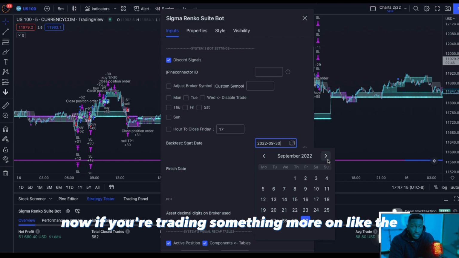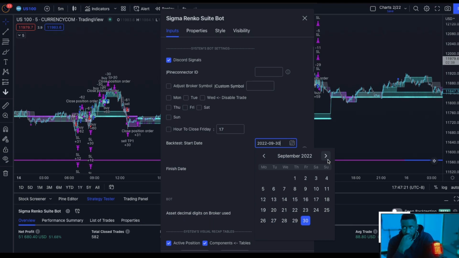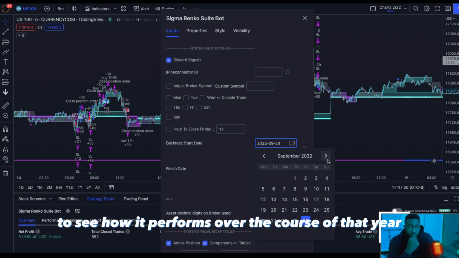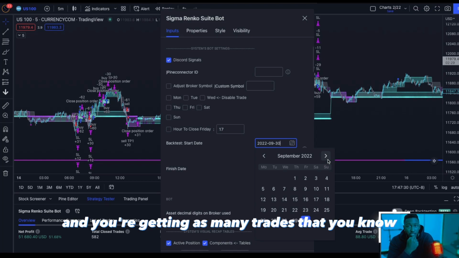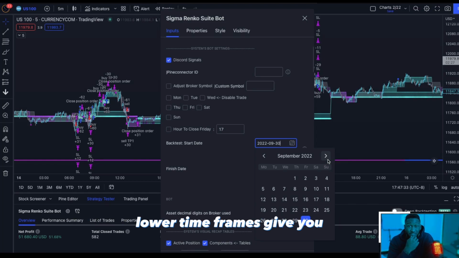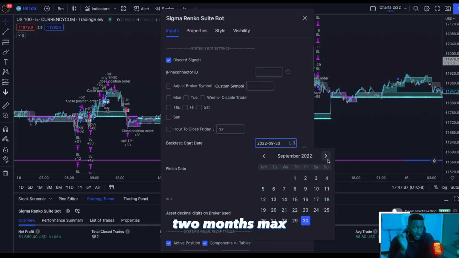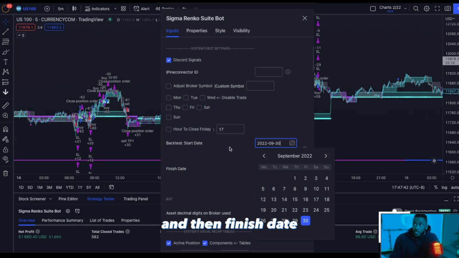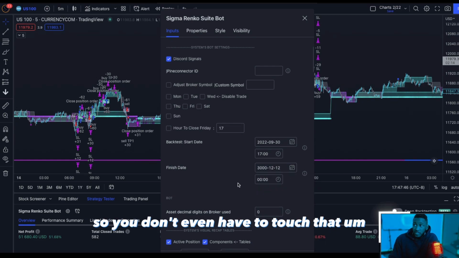Now, if you're trading something more on like, I'll say the 30-minute and above, that's when you probably want to start at a year to see how it performs over the course of that year. But when you're a scalper and you're getting as many trades as lower time frames give you, you definitely just want to start 2 months max to see how it performs within that time frame. And then finish date, this is already preset to December 3000, so you don't even have to touch that.